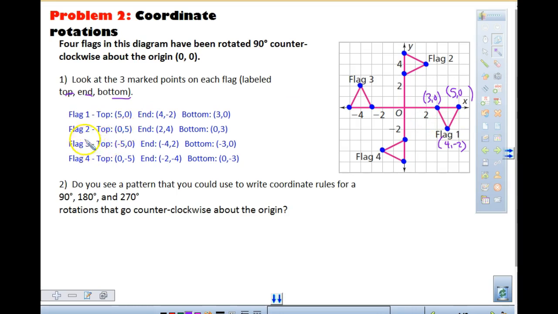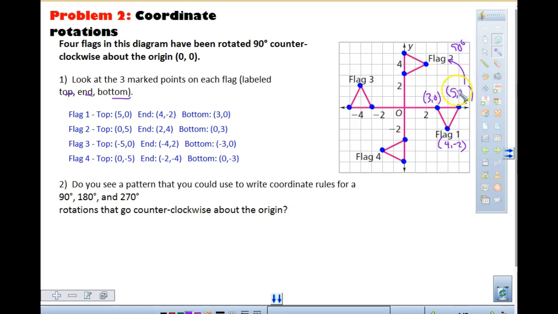When we move to flag 2, notice it goes from 5, 0 to 0, 5. 4, -2 goes to 2, 4. 0, 3 from 3, 0. Flag 3, now we look at these from 1 to 3. This is going to be how many degrees? So this is 90 degrees.